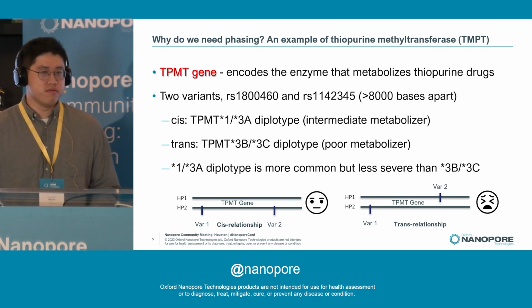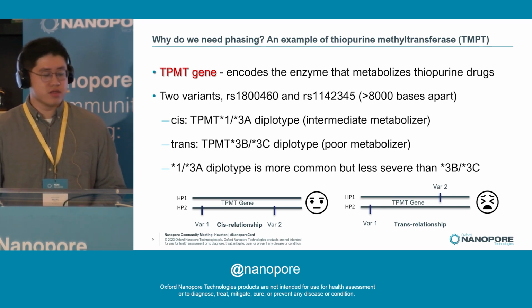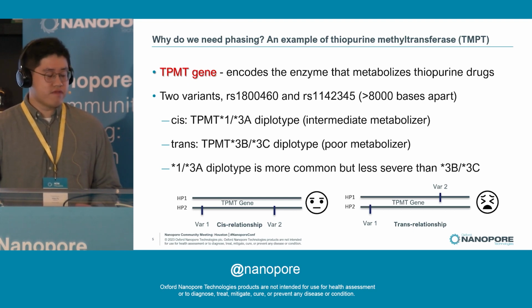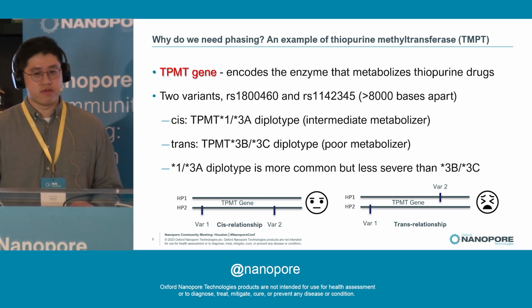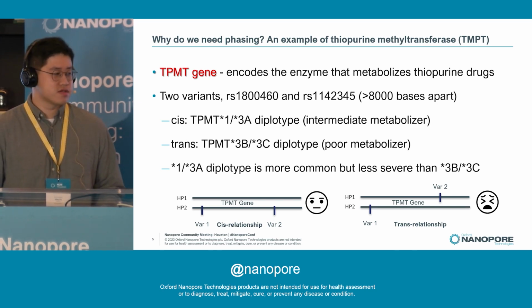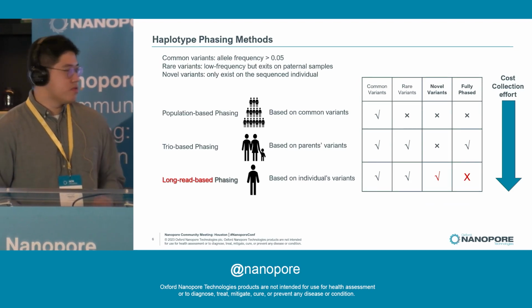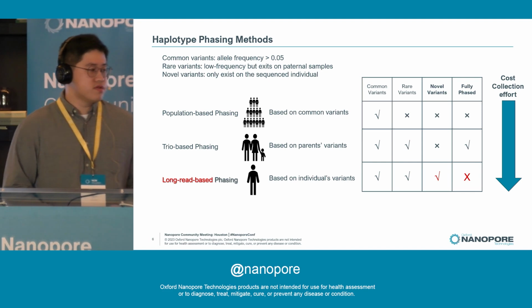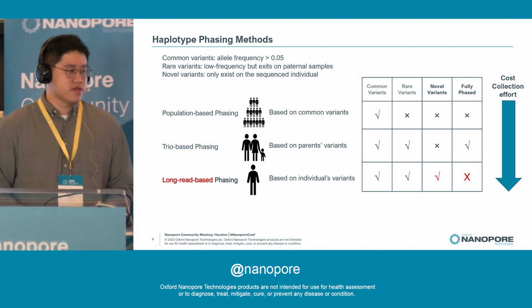So when a doctor is trying to give a patient a medicine without knowing the phasing information between these 2 variants, they might give the patient drugs when these 2 variants are in the trans relationship, which will cause severe side effects. So after stating the importance of phasing, there are 3 methods to phase the haplotypes.